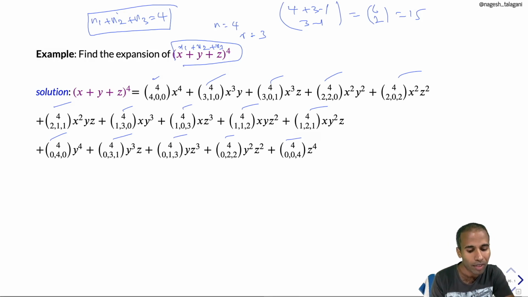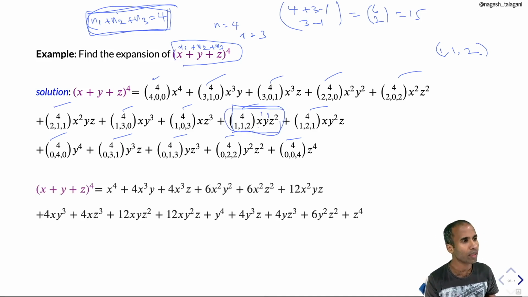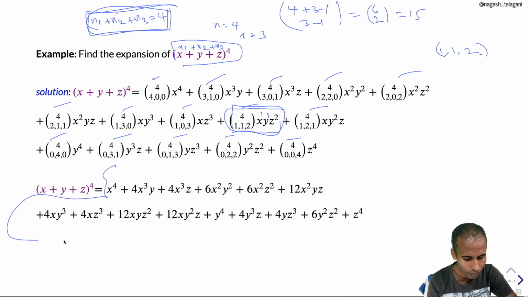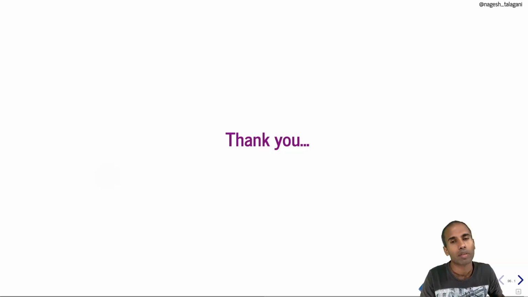Okay, for every non-negative integer solution of this equation there is a corresponding term here. For example, 1 comma 1 comma 2 is one solution of this equation, so the corresponding term is going to be 4 choose 1 comma 1 comma 2, x to the power of 1, y to the power of 1, z square, like this. Then after simplification the expansion will be like this. So this is going to be the expansion for (x plus y plus z) all to the power of 4 using the multinomial theorem.